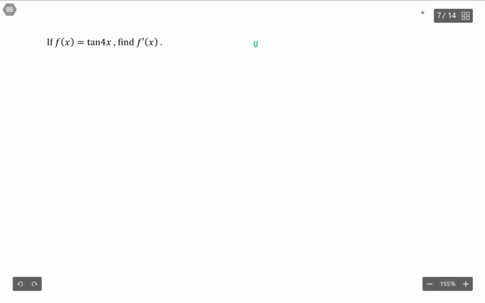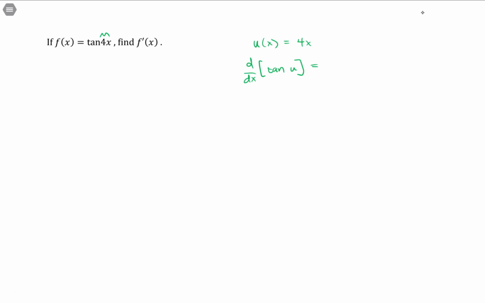The chain rule with trig functions, you're always going to use the argument of your trig function as your function u, the inner function. So this is 4x. So the derivative of tangent u, where u is your inner function, is going to be: your outer function is tangent, so its derivative is secant squared. You leave the inner function alone, and then you multiply by the derivative of the inner function.